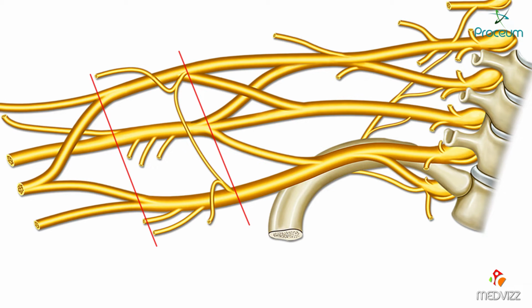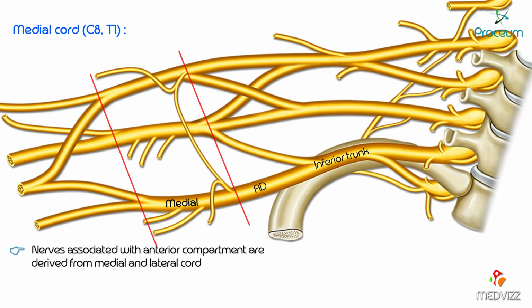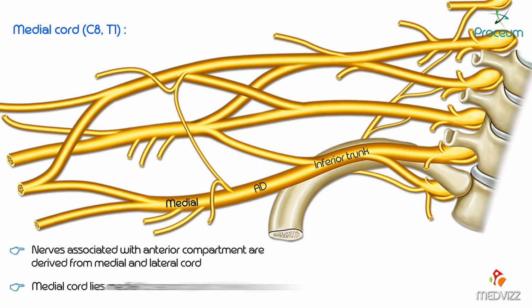And the third one is the medial cord of the brachial plexus. The medial cord is the continuation of the anterior division of the inferior trunk, so it has contributions mainly from C8 and T1. The nerves mainly associated with the anterior compartment are derived from the medial and the lateral cord. The medial cord lies medial to the second part of the axillary artery.